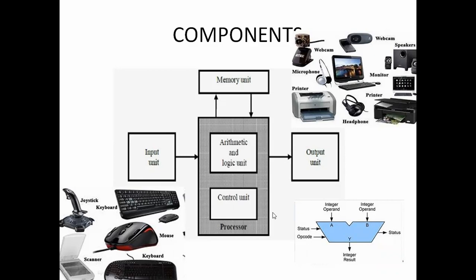Next one is control unit. The major role of the control unit is to control and coordinate the operation of the computer system. And the last one is memory unit. The memory unit is a storage device. It is used to store the data and program. And we will see the memory units, or storage devices, one by one.